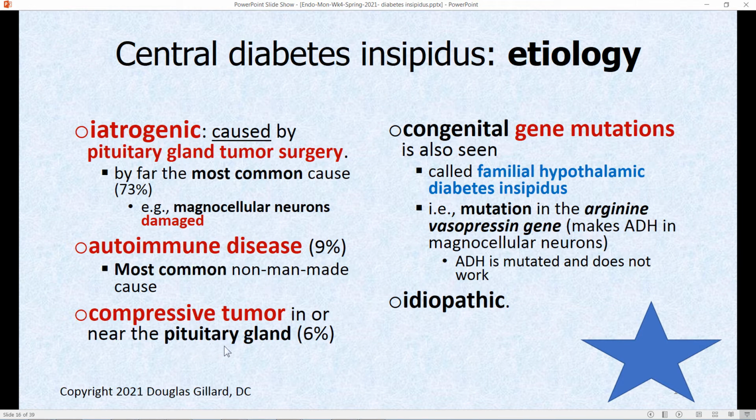A compressive tumor of the pituitary gland, like I said, prolactinoma is the most common. Congenital gene mutations, maybe you just can't make ADH. So you're born with gene mutations. One factor is called familial hypothalamic diabetes insipidus, where there's a mutation in the arginine vasopressin gene that makes ADH in the magnocellular neurons. Right, and then sometimes it happens and we don't know why. It's probably a virus or some infection.